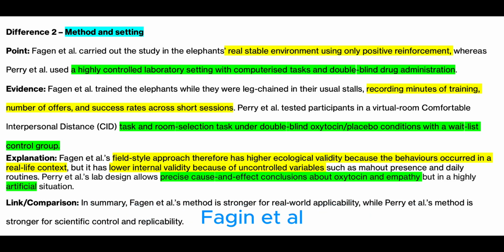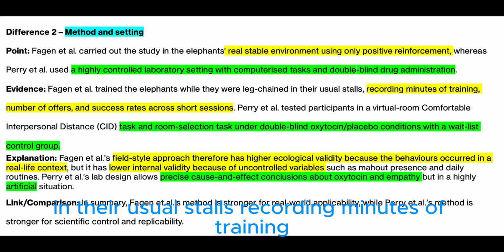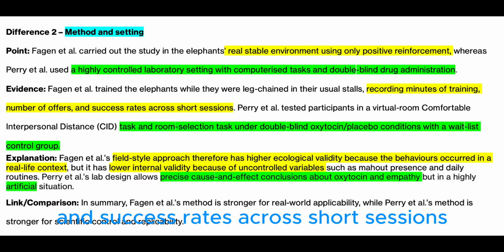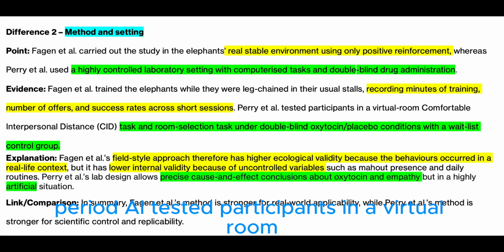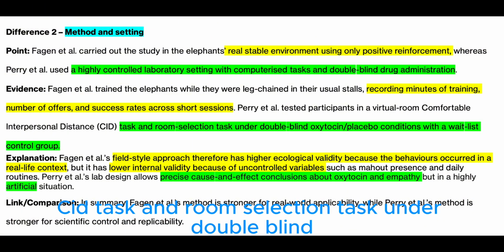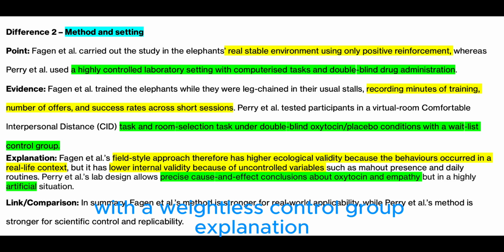Evidence: Fagen et al. trained the elephants while they were leg-chained in their usual stalls, recording minutes of training, number of offers, and success rates across short sessions. Perry et al. tested participants in a virtual room, comfortable interpersonal distance, CID task and room selection task under double-blind oxytocin/placebo conditions with a waitlist control group.